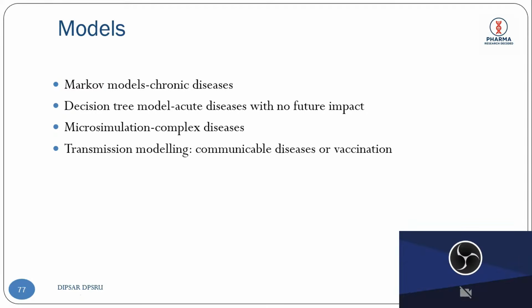So you should be clear about when we will go with the Markov model and when we will go with the decision tree model. The decision tree model is particularly for acute diseases with no future impact. If there is an acute disease but with future impact, you will go with the Markov model. Are you getting my point? If you have an acute disease but with future impact, you will go with the Markov model. The Markov model is very popular for chronic diseases, right? Micro simulation is for complex diseases. Transmission modeling we do for communicable diseases or vaccinations.